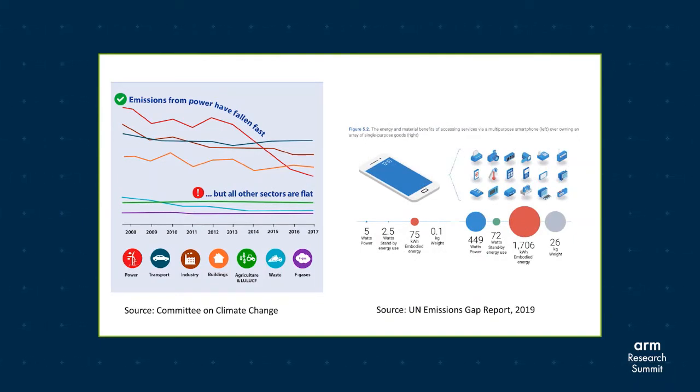On the right hand side, I thought this was an interesting image. It came from a report that was put together by the UN at the end of last year. And it just looks at, among other things, the embodied energy in a smartphone versus all the different technologies that smartphone replaced. And it's just one example of how actually technology can play a really important role in terms of the solutions around climate change in particular.